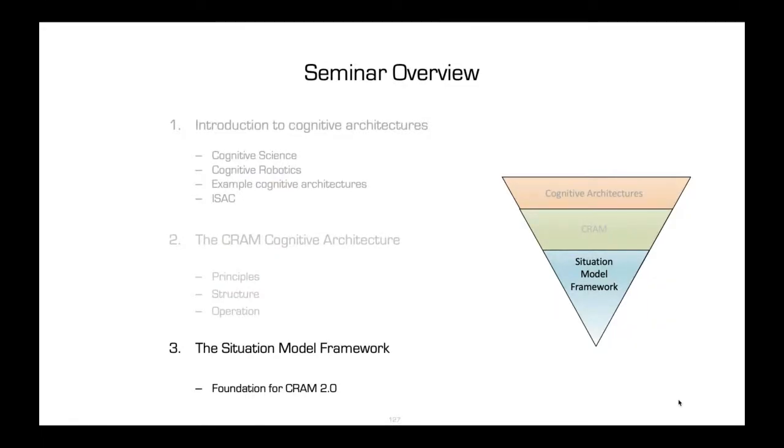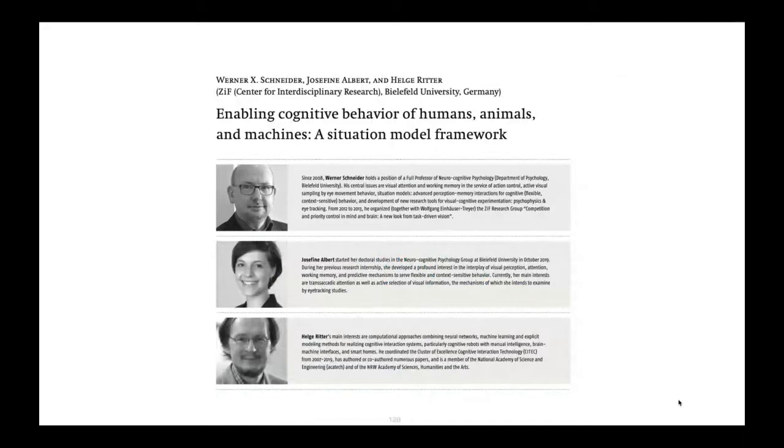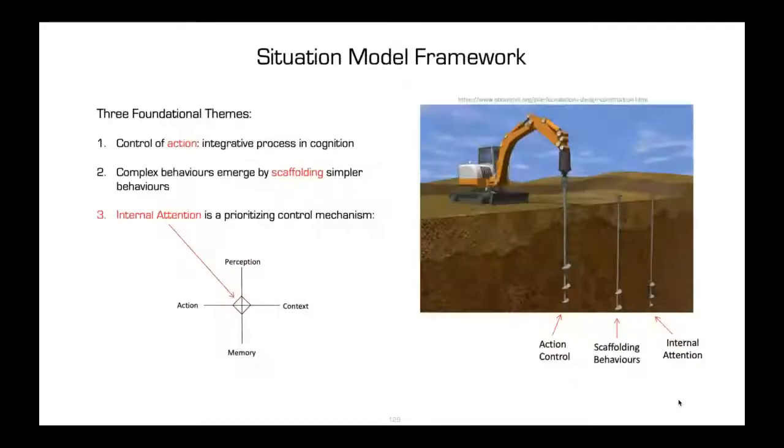In the last few minutes, I'll tell you a little bit about some recent work, which was done as part of a research group at the University of Bielefeld with research fellows from all over the world, working on a thing called the situation model framework. It ran from October 2019 to July 2020, and there will be a closing conference sometime soon. The pandemic disrupted our plans a little bit here. There's a lovely position paper written by Werner Schneider, Josephine Albert, and Helge Ritter, and it is a wonderful encapsulation of this approach, the situation model framework. What I want to do now is take you on a quick whistle-stop tour of this.